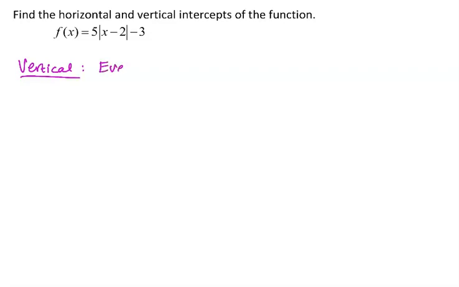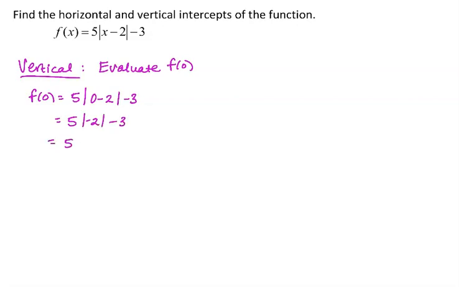So to find that, we're going to evaluate our function with an input value of 0. So if we input 0 into our function, we'll have 5 times the absolute value of 0 minus 2, minus 3. So order of operations, simplifying inside of our absolute value, we have the absolute value of negative 2. The absolute value of negative 2 is positive 2 because it's the distance from 0. And then 10 minus 3, we get 7.